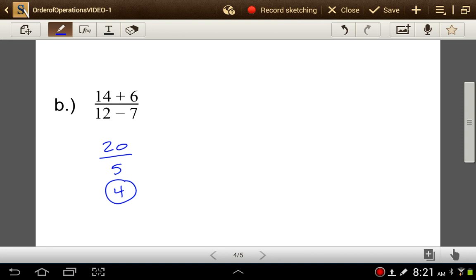So I did my grouping first, and inside of my grouping I did my addition on top, I did my subtraction on the bottom. Once I had those results, then I divided 20 by 5 to get my final answer. If you need to pause, go ahead. Otherwise, I'll move on to my last example.